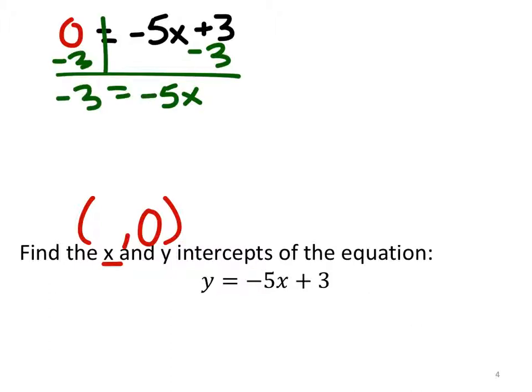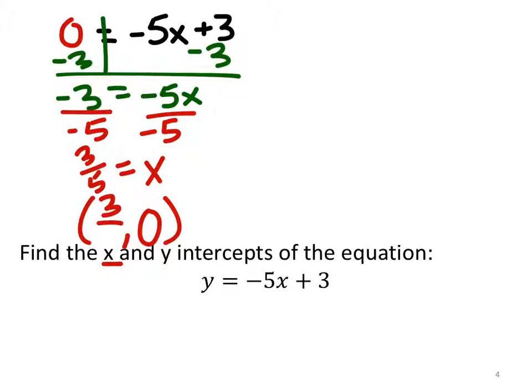And I got negative 3 equals negative 5x. Then to solve for x, we'll divide both sides by negative 5. And this is going to give us a fraction, x equals, that's going to have two negatives, which is going to make that a positive. So x is 3/5 for a corresponding y value that's 0.